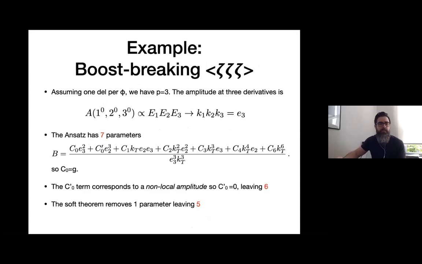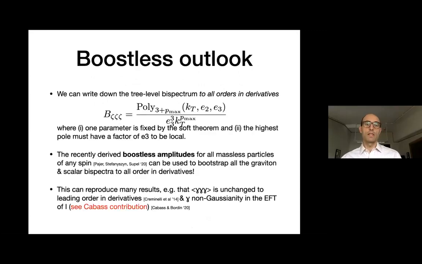Very good question, thanks. And in fact, it's so easy that you can write down the bispectrum to all orders in the derivatives in the EFT of inflation in just one go. You choose how many derivatives you want to include. 72 derivatives, fine. The bispectrum is a polynomial of degree 72 plus 3. You write down the most generic one in these variables with 3 coefficients, and then you impose 2 constraints. 1, the soft theorem. 2, that the highest KT pole, the factor has to include at least one E3, so it's local. If you don't do that, you have a non-local interaction, which you might like or not.